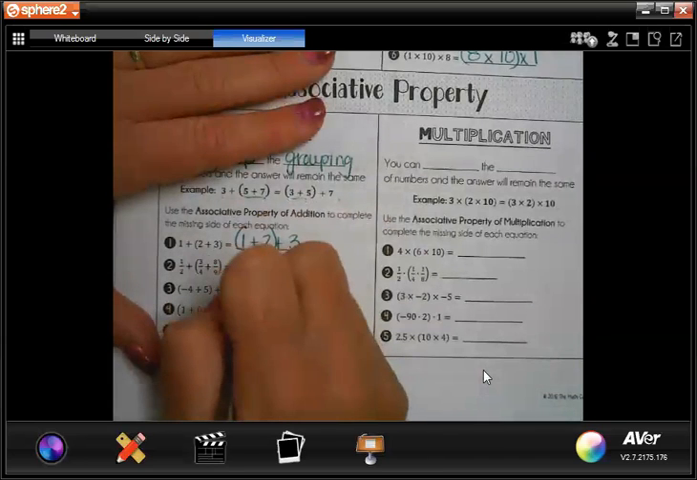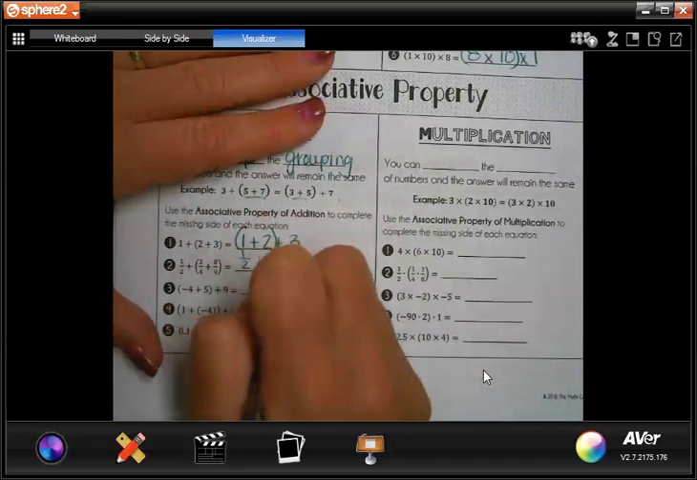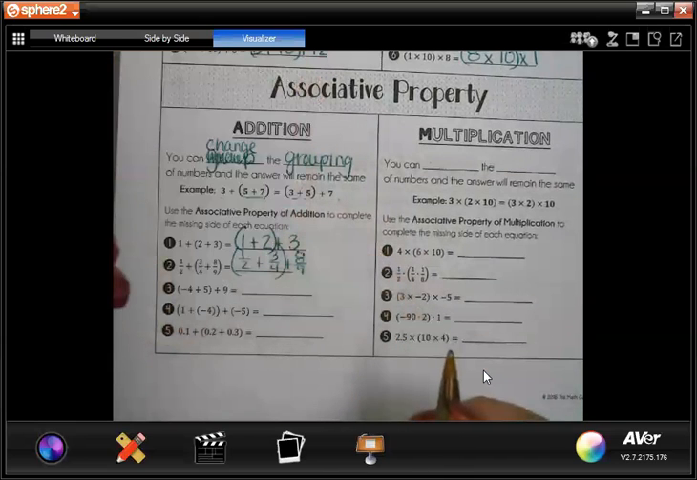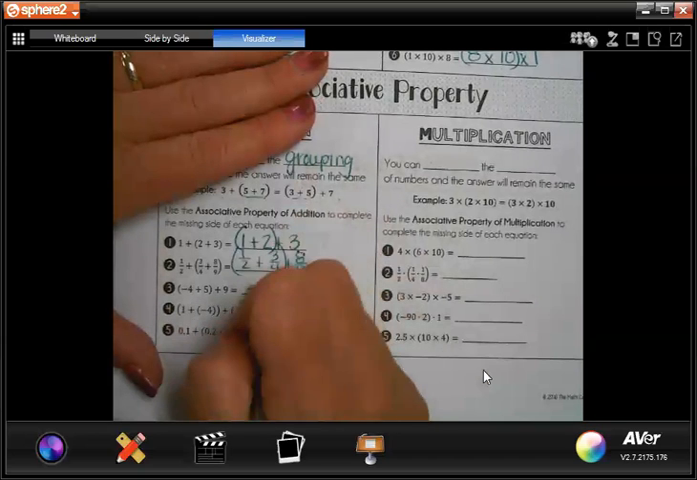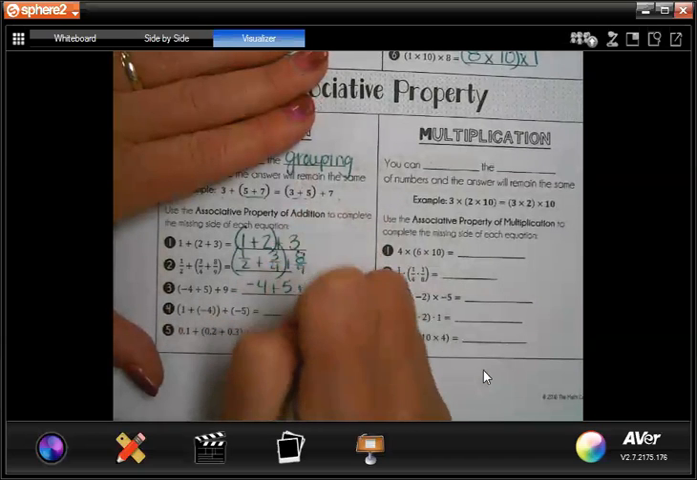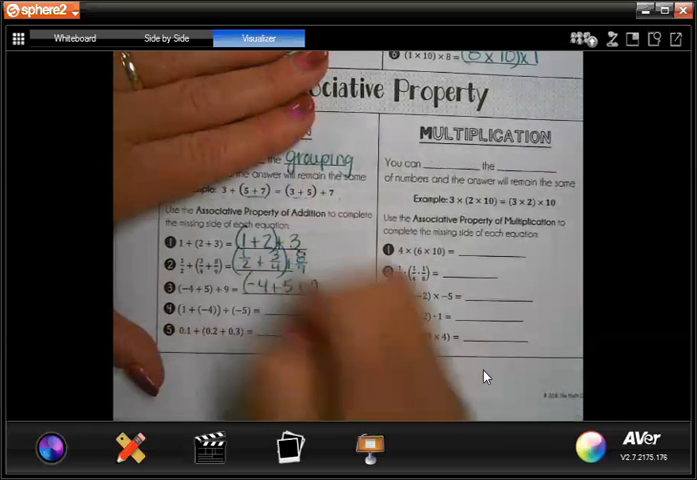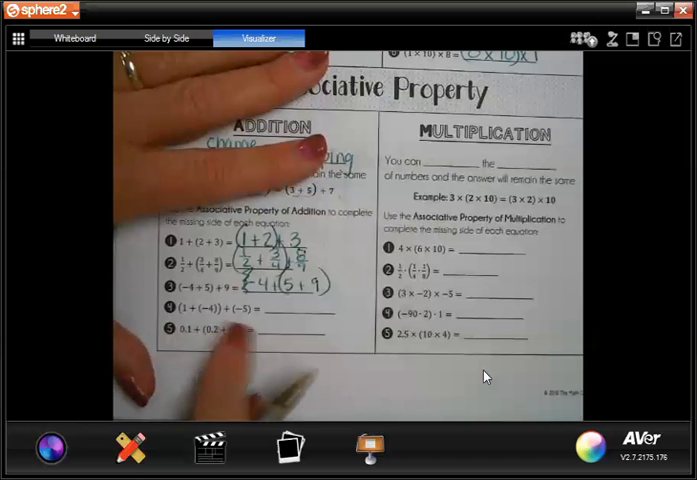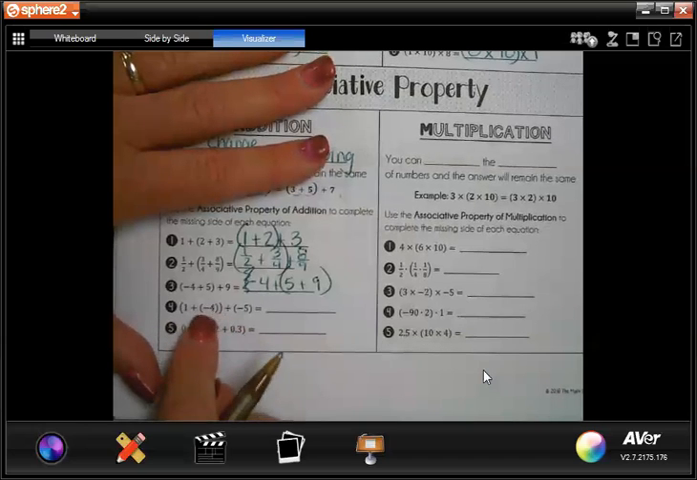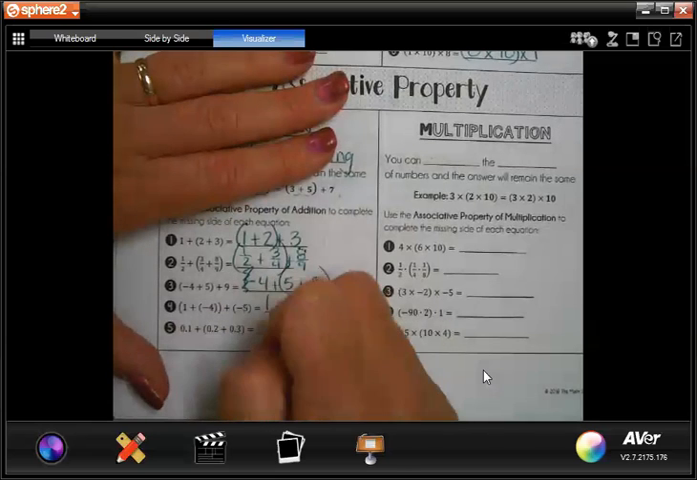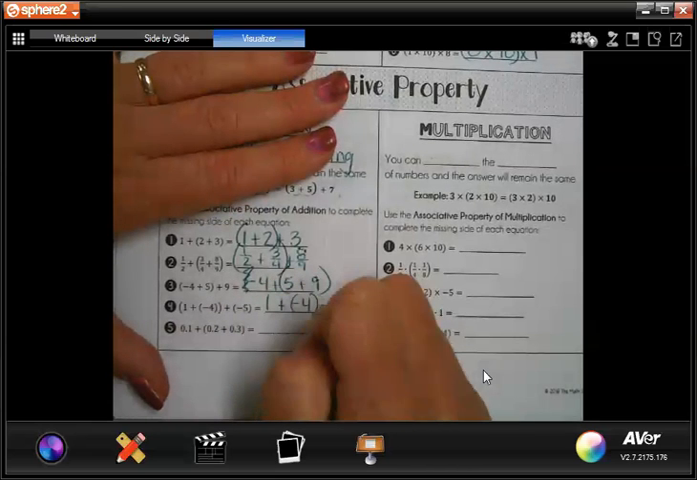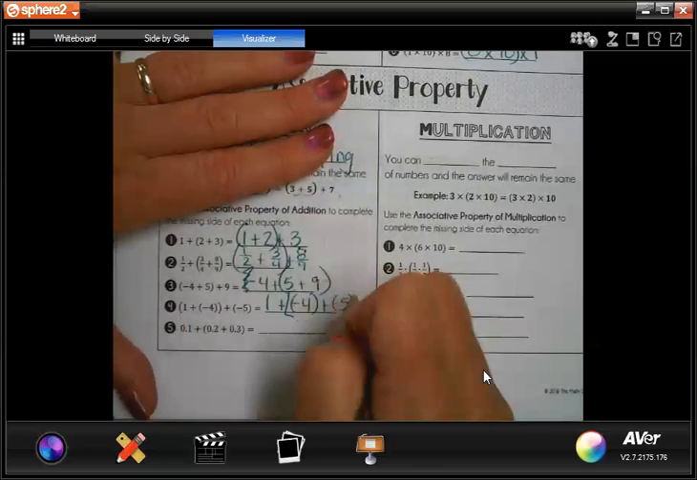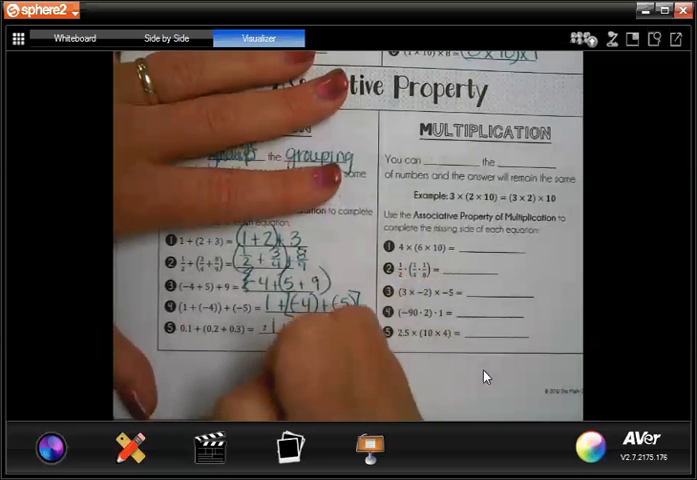We keep the order the same, but we group these first. All right, we keep the numbers the same, but we group these instead. Ooh, look at this one. The only reason there's a double is because this is a negative and it's in parentheses. So we keep the order the same, but instead of grouping these, we group these. We keep the order the same.